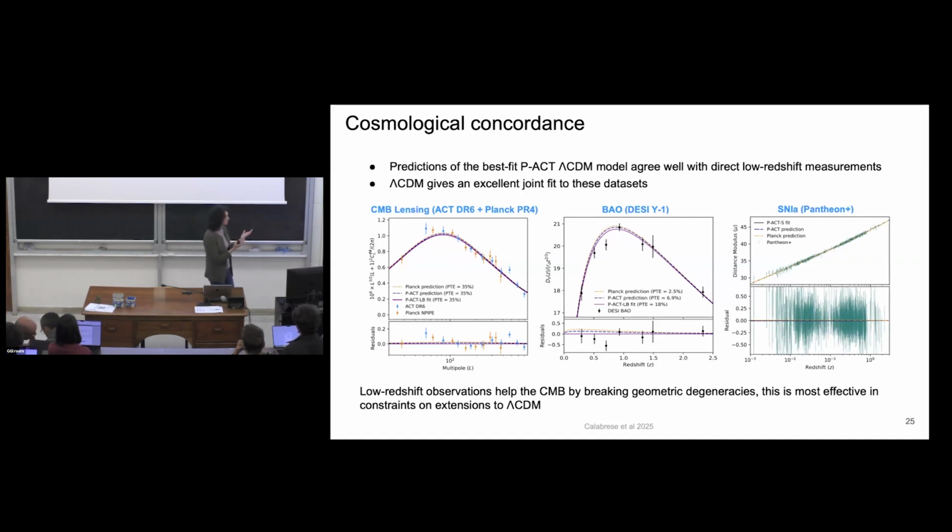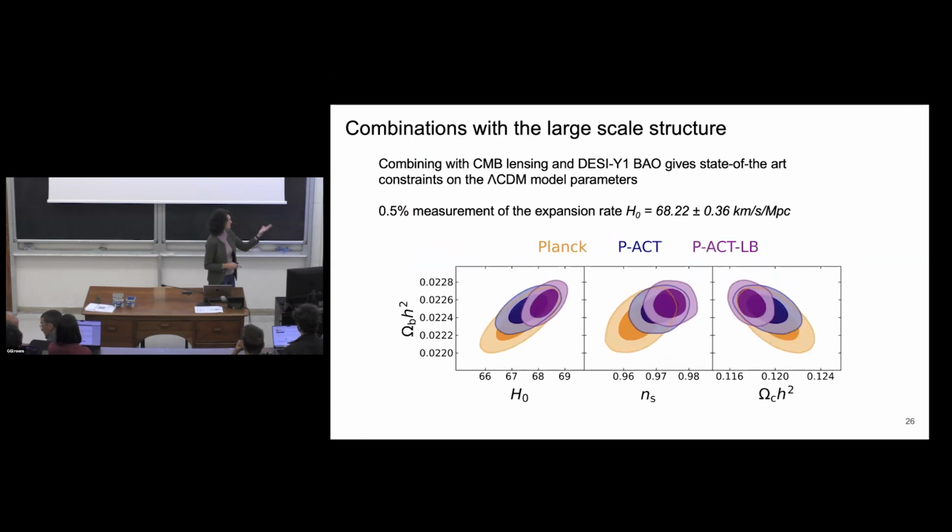Since we are in good agreement with that, we can also combine and use the combined data set to break degeneracies in cosmological models. This is an example on some key parameters in the lambda CDM model, where on top of P-ACT, we now have LB, which stands for lensing and BAO. And you see that the contours continue to shrink and provide tighter measurements.